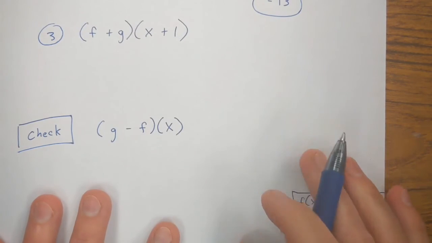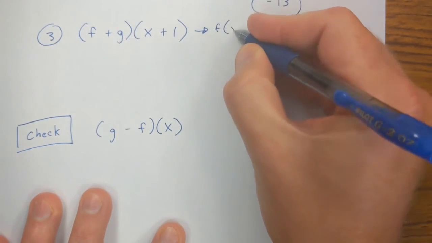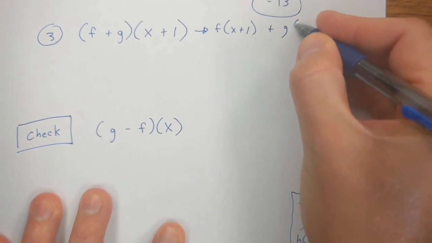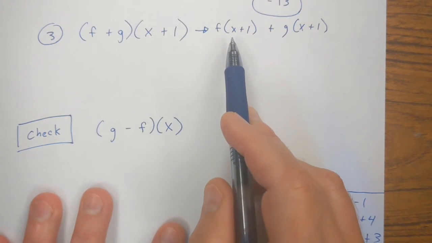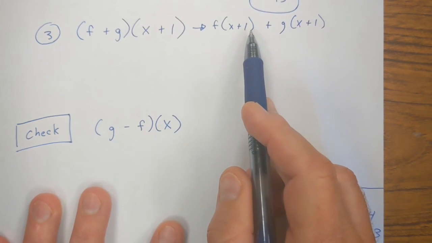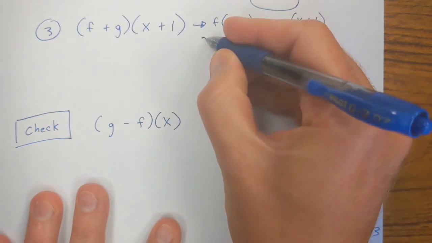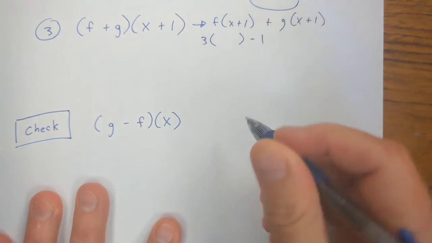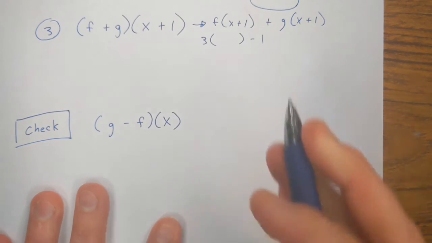Well, we're still going to handle it the same way. This literally translates to f of x plus 1 plus g of x plus 1. So what that means is I have to now take this expression, x plus 1, and input it into f. In other words, I'm going to take away this x right here. I'm going to take the 3x minus 1. I'm going to take away the x, leave a hole where the x used to be, and I'm going to input in its place an x plus 1.